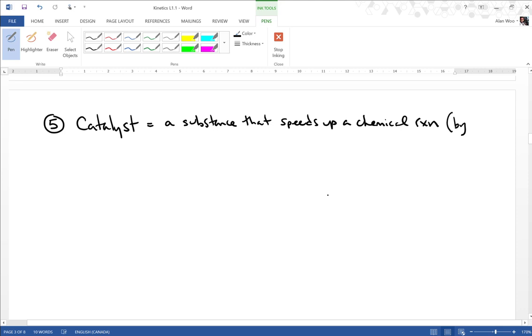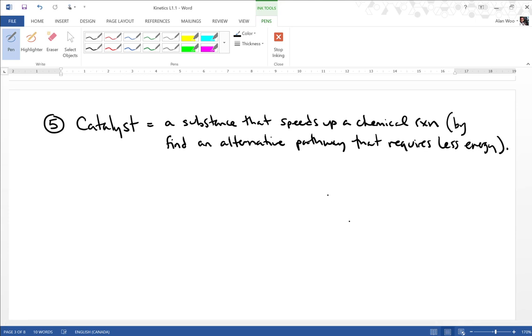Now, in order to do it, it finds an alternative pathway that requires less energy. So we'll talk more about what this alternative pathway is in a future video. Right now, I just kind of want to go through some examples of catalysts.